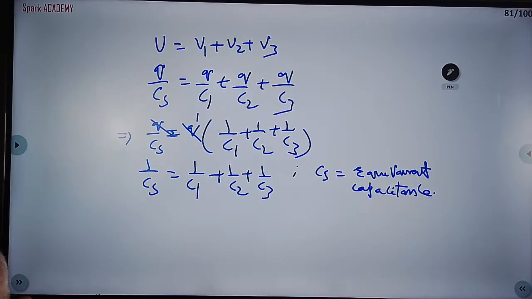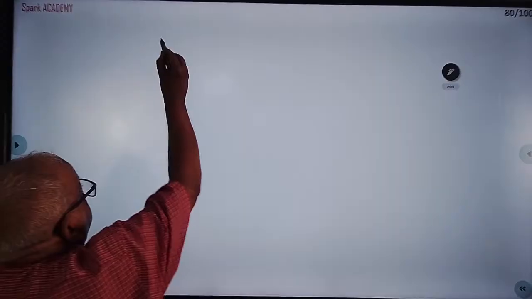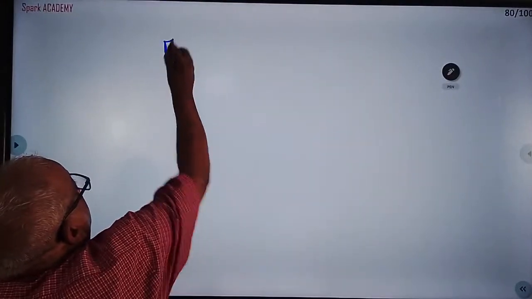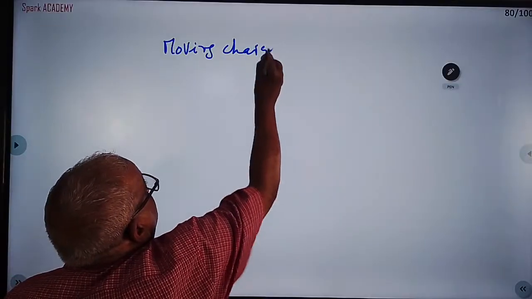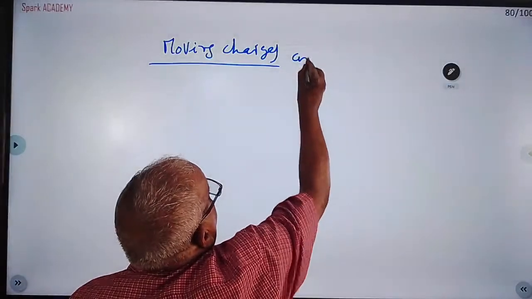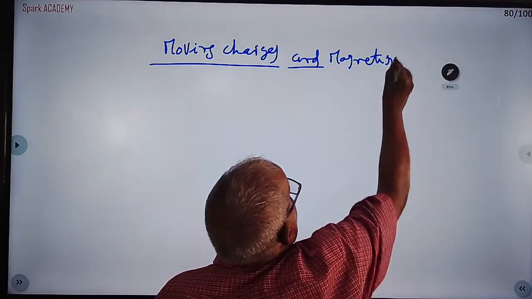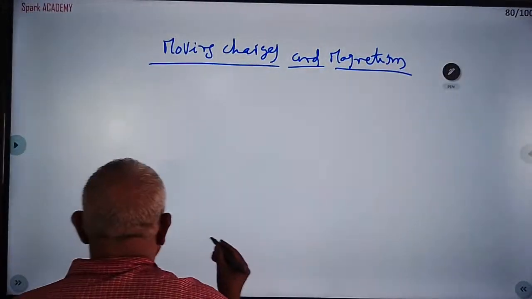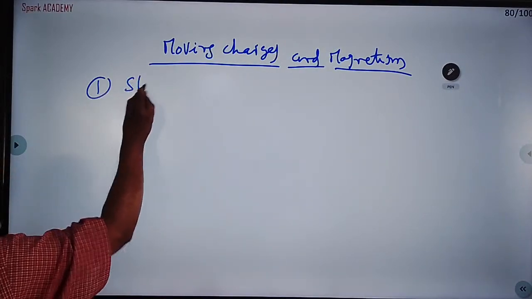Then I am explaining the next chapter, moving charges and magnetism. In this chapter, what is the first question? State and explain Biot-Savart law.